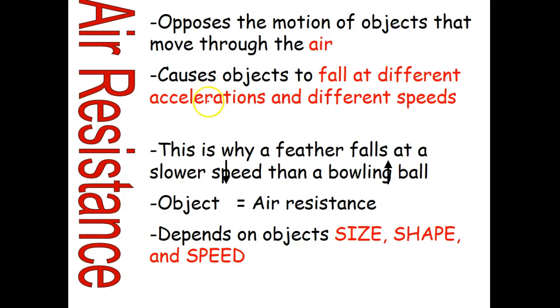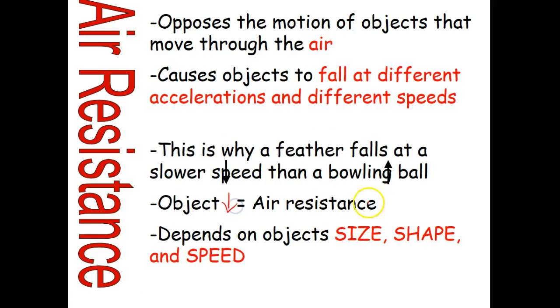So whereas the other three we're mostly talking about from one solid surface to the other, this talks about what happens when you move something through the air, say a person falling through the air. So it causes objects to fall at different accelerations and different speeds depending on the size, shape, and speed. Okay, and so since they depend on the size, shape, and speed, the air resistance will be different. So this is why a feather falls at a slower speed than a bowling ball, and these arrows are supposed to be right here.